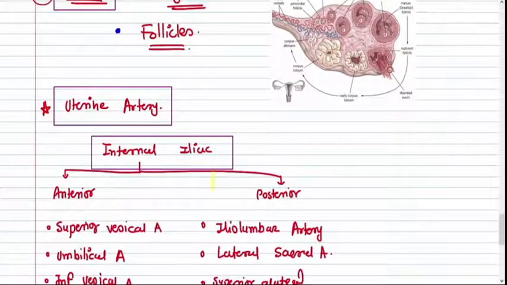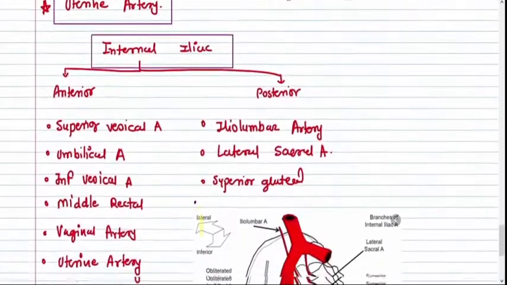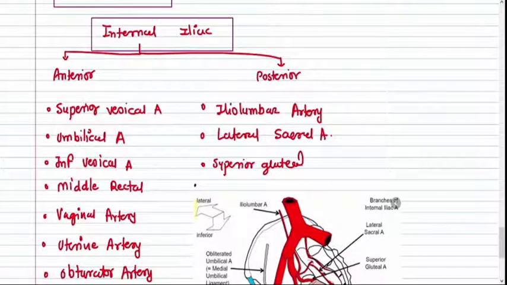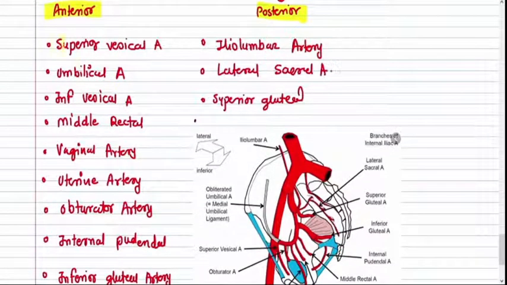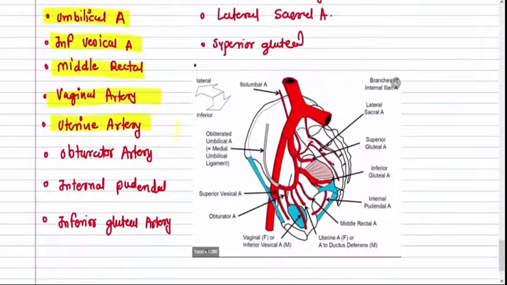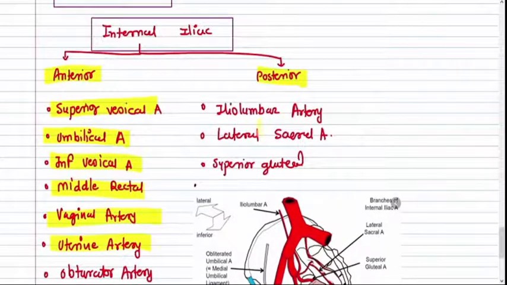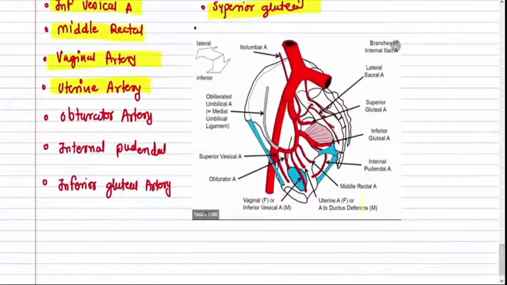Now let's talk about the uterine artery. It is a very important artery and is a branch of the internal iliac artery. So it's very important to know the different branches of the internal iliac artery. The internal iliac artery has 2 different segments, anterior and posterior. The anterior segment has various branches, which are the following: superior vesical artery, umbilical artery, inferior vesical artery, middle rectal artery, vaginal artery, uterine artery, obturator artery, internal pudendal artery, and inferior gluteal artery. While the posterior segment has 3 branches: iliolumbar artery, lateral sacral artery, and superior gluteal artery. This is the picture showing all these branches of the internal iliac artery.